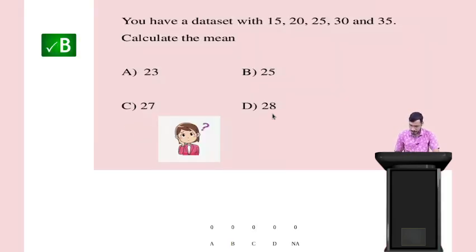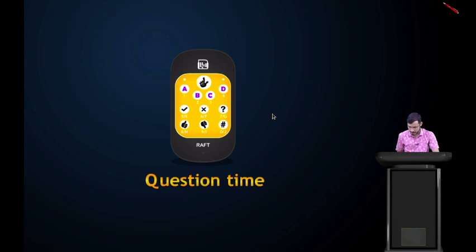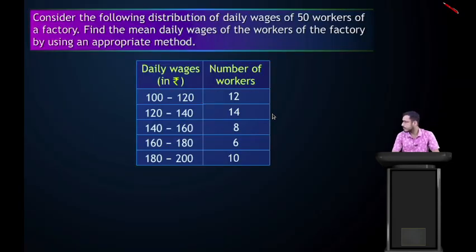Okay students, now let's move to another part. Now here we have one more example. So how can we find the mean? Consider the following distribution of daily wages of 50 workers of a factory. Find the mean daily wages of the workers of the factory by using an appropriate method. We can choose any one method. We have three methods: direct method, assumed mean method and step deviation method.